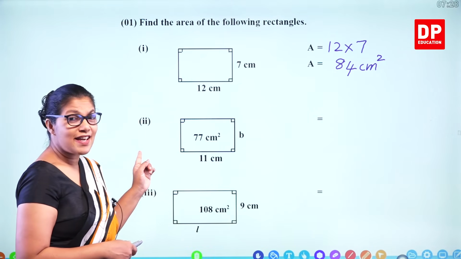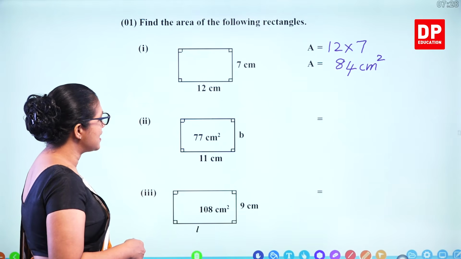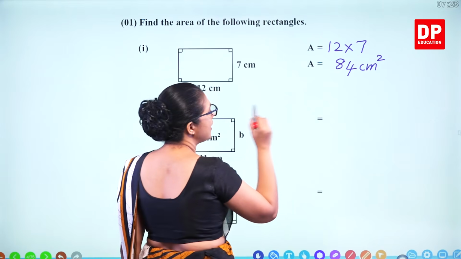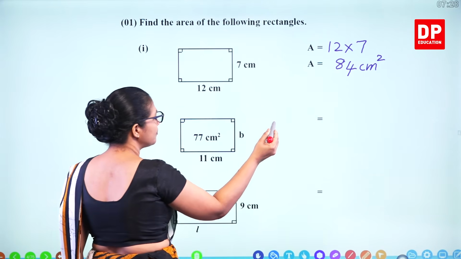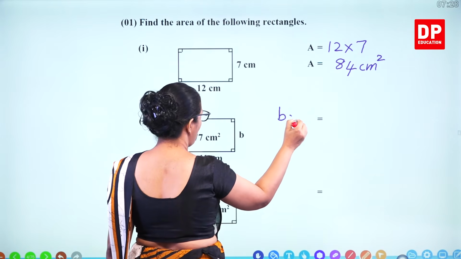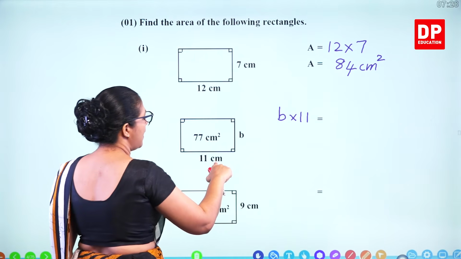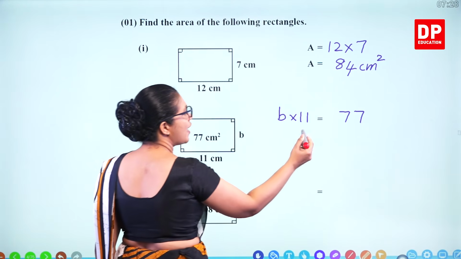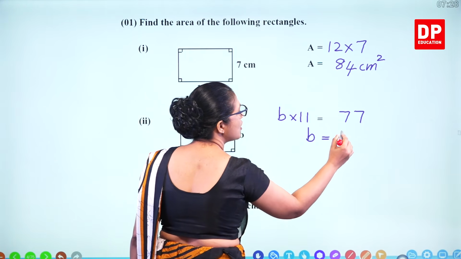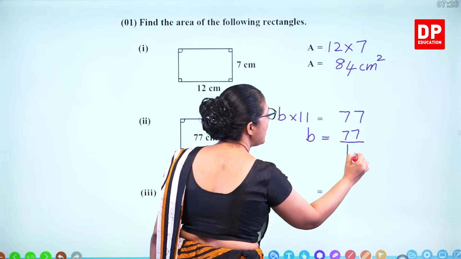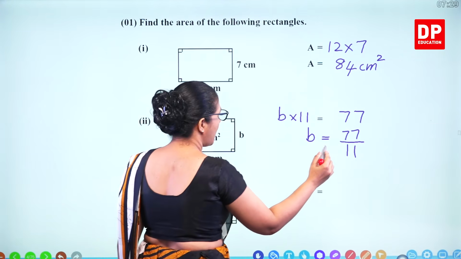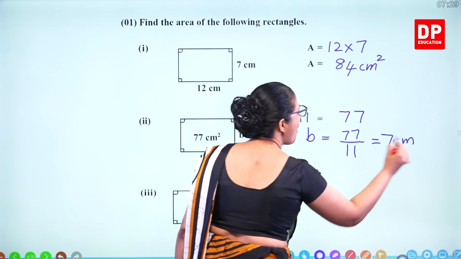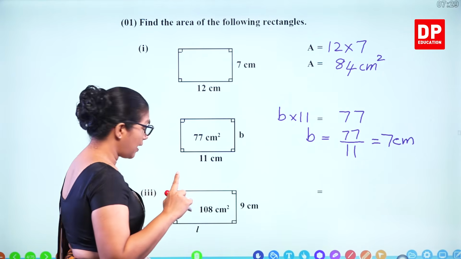Now we look at the second question. Here, area is given, 77 square centimeters. You need to find out the breadth. How do you find out breadth? Breadth is area divided by length, the other way around, because you need to find out breadth. So breadth is equal to 77 divided by 11. So you get 7 centimeters for breadth.